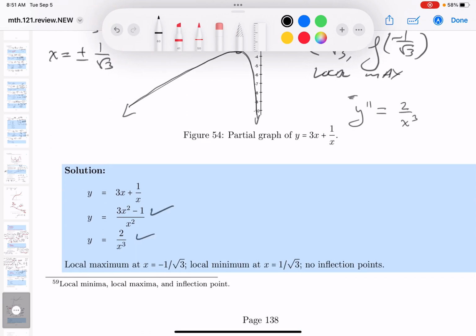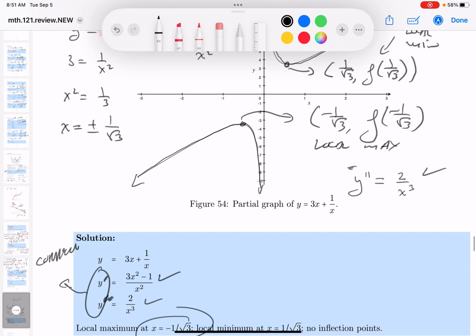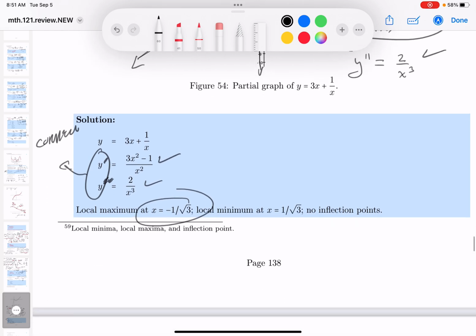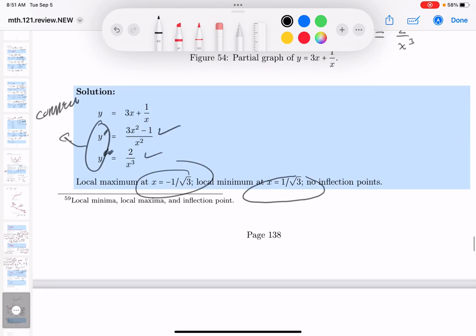Did I write this one down over here? I did. I need to correct this. You're not going to see that. That's prime, double prime over there. Was I able to get the maximum, the local maximum? Let's take a look at that. Yep, right over here. The local minimum, let's take a look at that. You got that right over there, and there's no inflection points. We're good to go. Thank you.